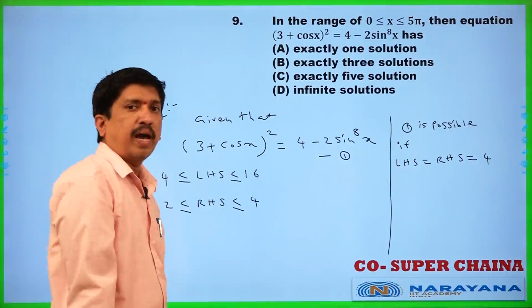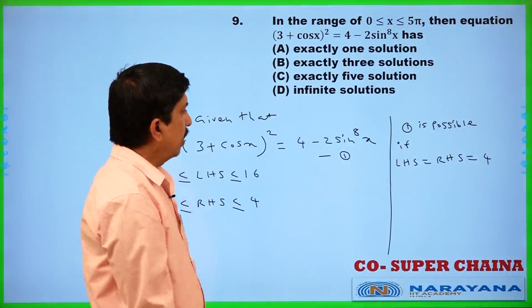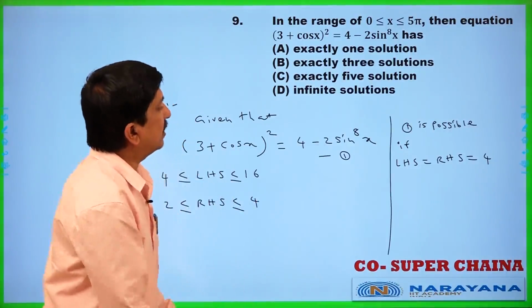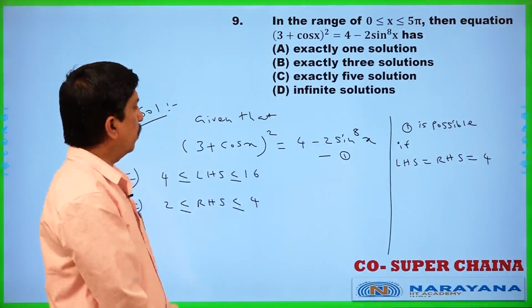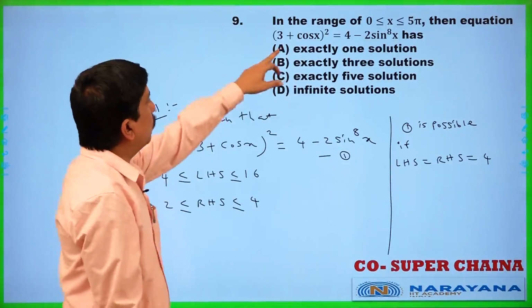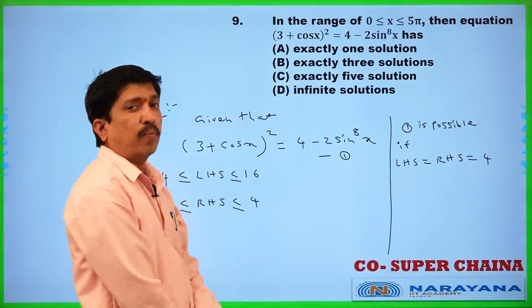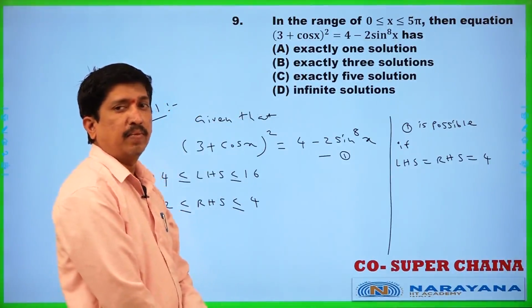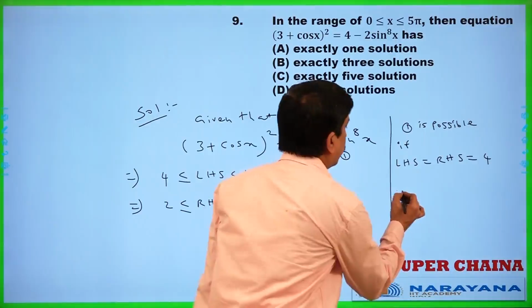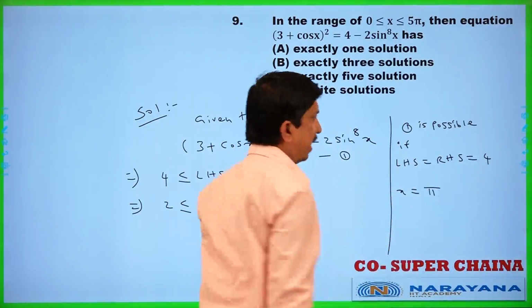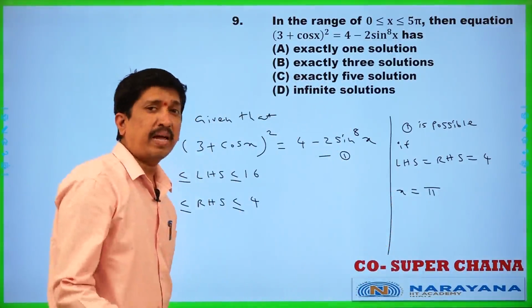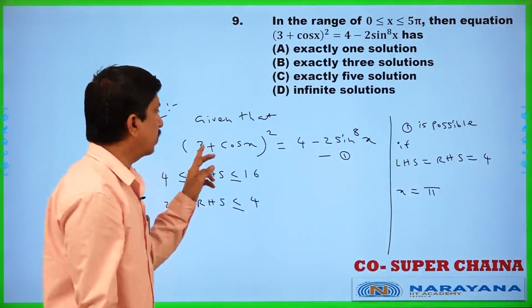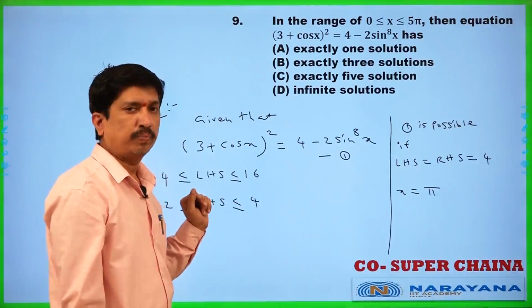LHS should equal 4 and RHS should equal 4, then only it will satisfy, otherwise not satisfied. When you get LHS equal to 4, we have to pick that one. At what values of x will you get LHS equal to 4? We will get x equal to pi. One solution, pi, I will take. Cos pi is nothing but minus 1, and 3 minus 1 whole square is 4.